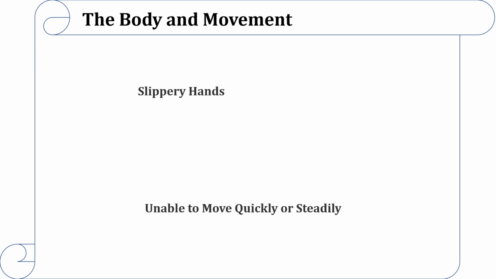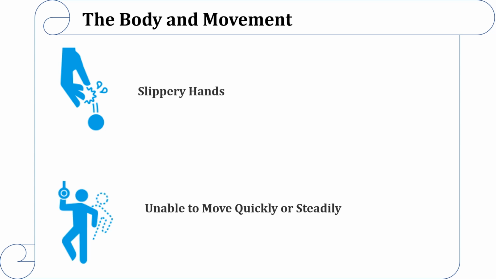Unable to move quickly or steadily. Users may not be capable of steady movement due to the environment or their physical condition. Therefore, products must be designed without the user having to make fine or precise movements or quick movements. Icon for them.